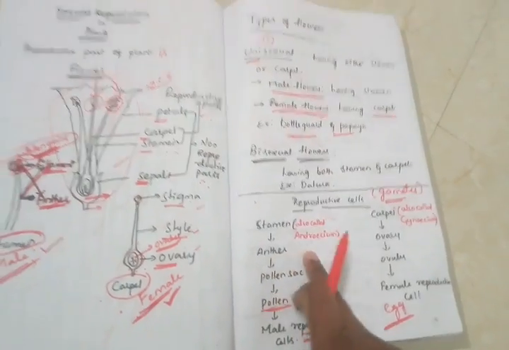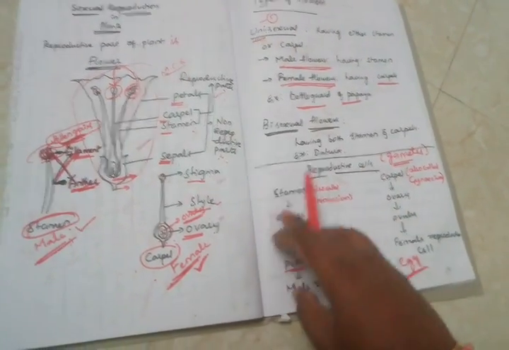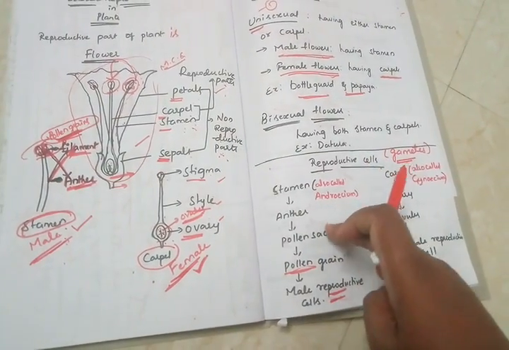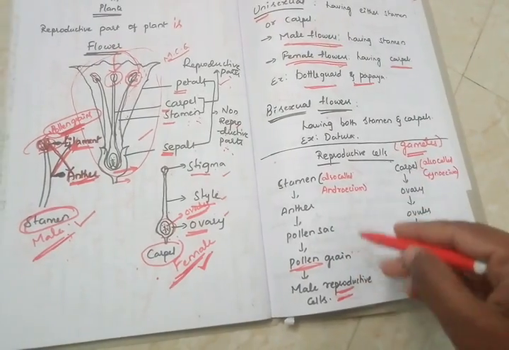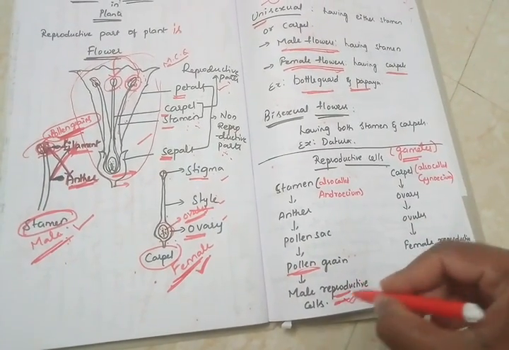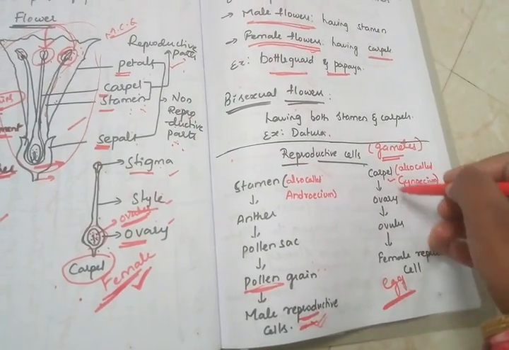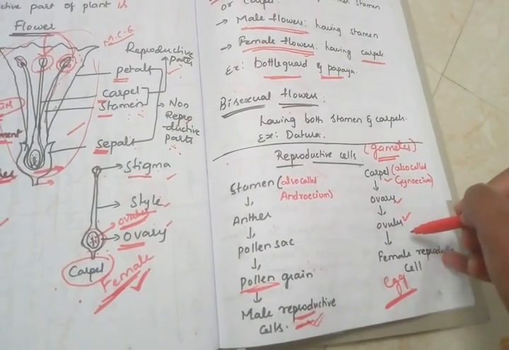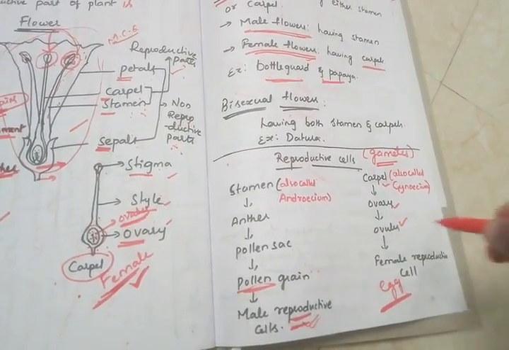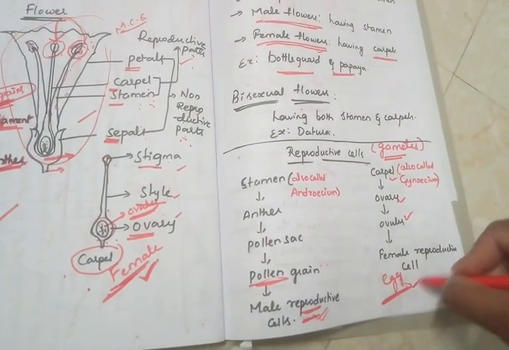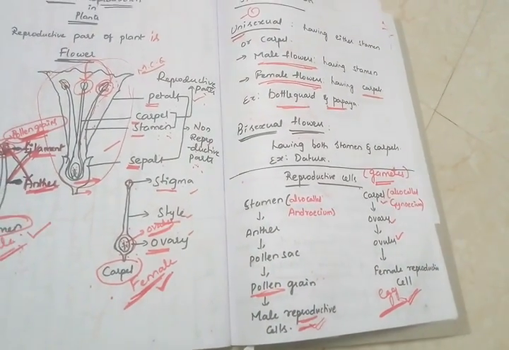And come for the reproductive cells of the flower. Inside the stamen there is an anther, pollen sac and pollen grain, which consist of male reproductive cells, which are called male gametes. And come for the female gamete. Inside the carpel there is an ovary, ovules, and inside the ovule, as we already discussed, the embryo sac. Inside that there is an egg cell which is a female gamete.